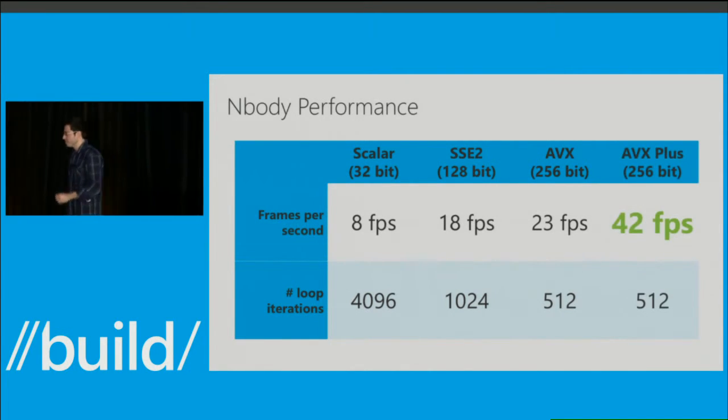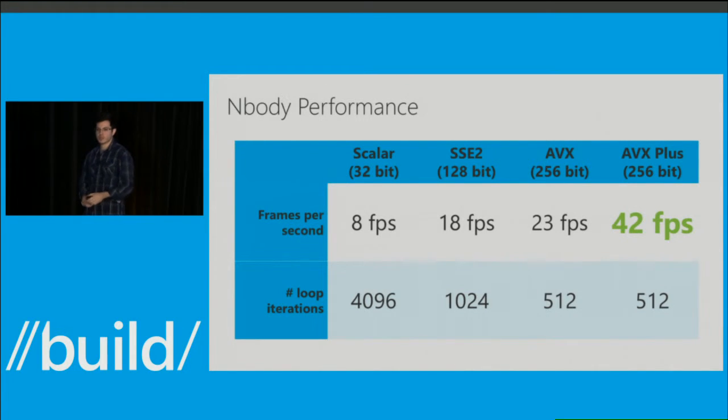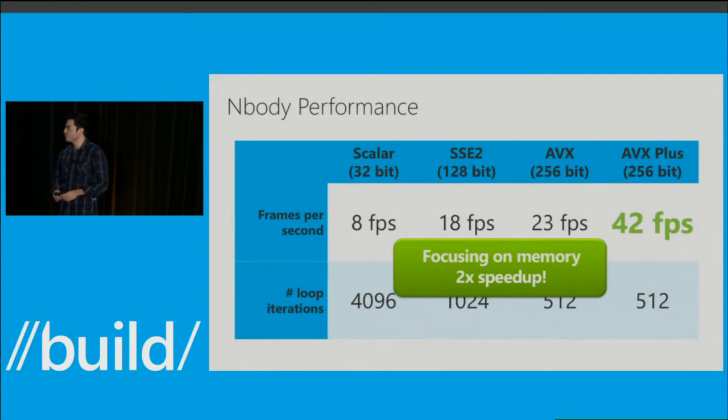Twice as fast. Doing something stupid, something completely counterintuitive. Why would you ever want to use 30% more memory? That makes no sense. But just focusing on memory, we're able to get a 2x speedup compared to the 256-bit case that we had with the code as is. And that's 42 frames per second.